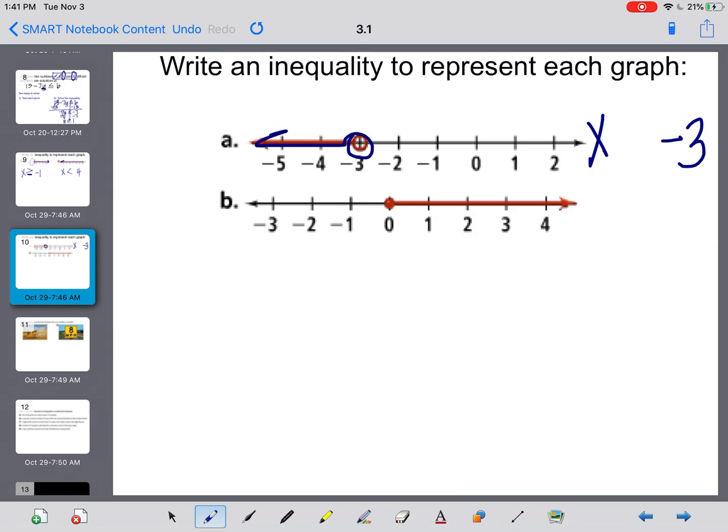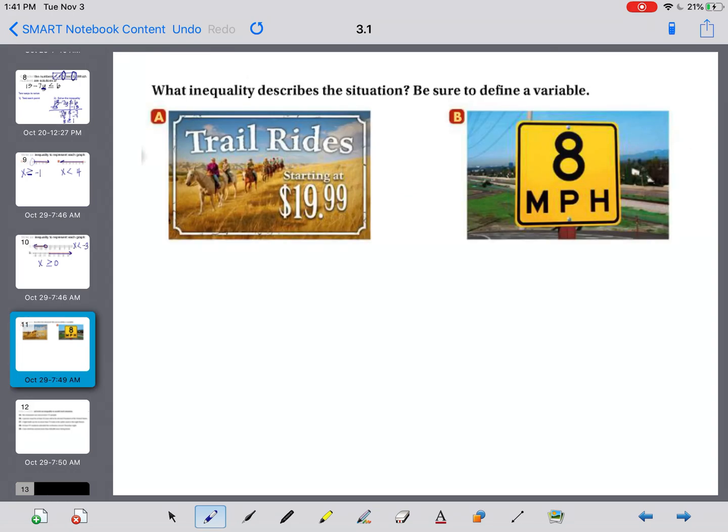Okay, let's give these a shot. Letter A, I have a variable and I know it's at -3. I do not need an equal to bar because it's an open circle, but all these numbers shaded are less than -3. Letter B is going to require an equal to bar, and all of the numbers shaded are greater, oops, sorry, that shouldn't be a 4, it should be a 0. All of the numbers are greater than or equal to 0.